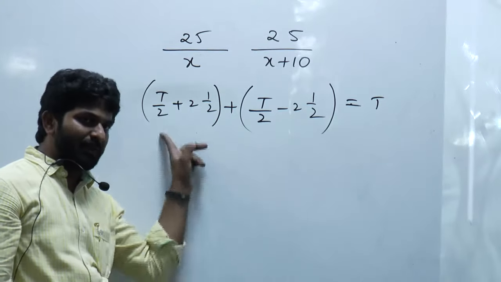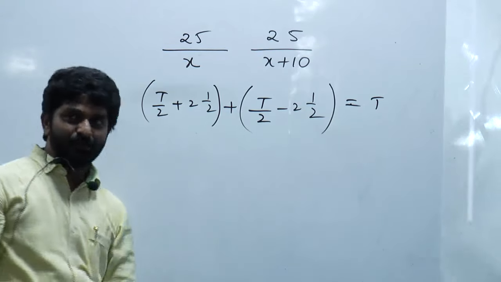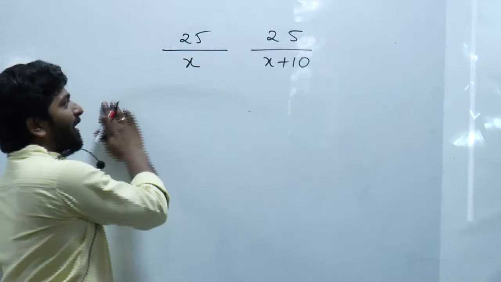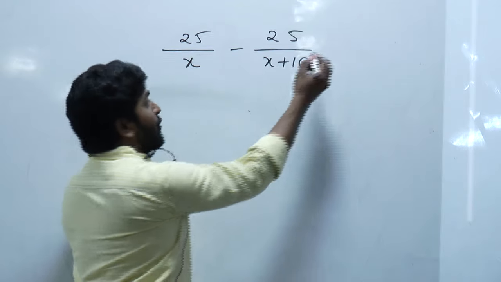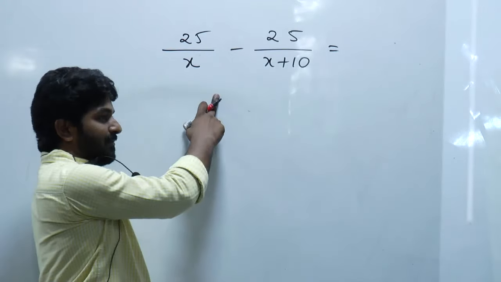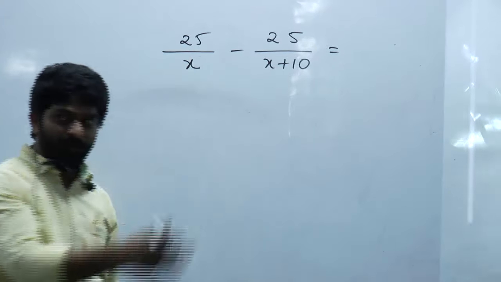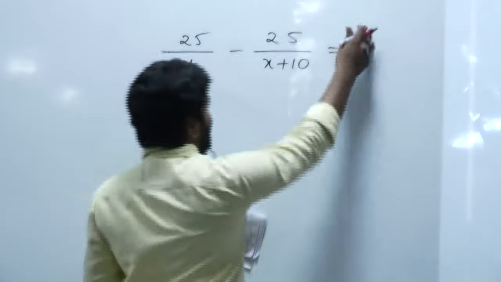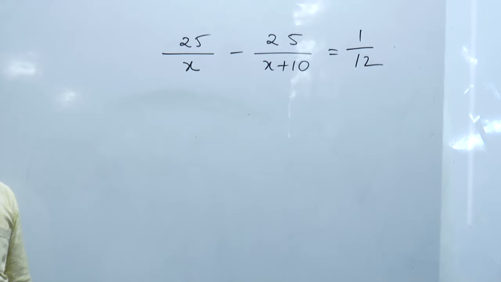What is the difference between these two numbers? Plus 2.5 minutes and minus 2.5 minutes. The difference is 5 minutes. The time taken in the first case minus the time taken in the second case should be equal to 5 minutes. Distance by speed, kilometers, and let me treat x as kilometers per hour, so I will get time in hours. So let me convert 5 minutes to hours. 5 by 60, 1 by 12.